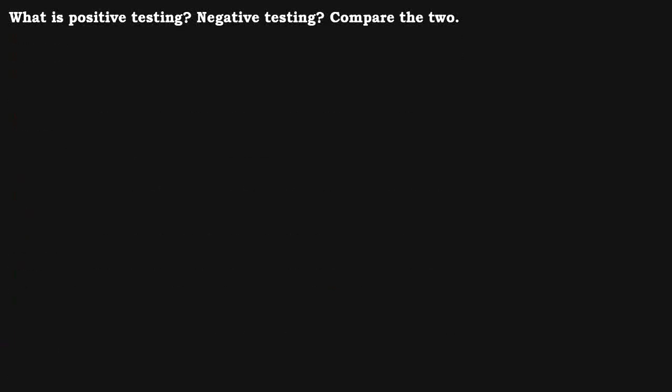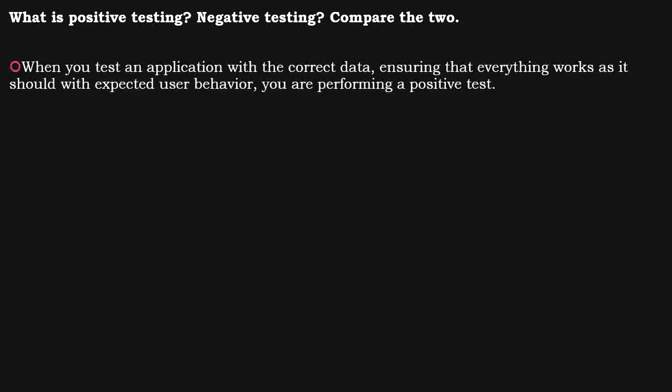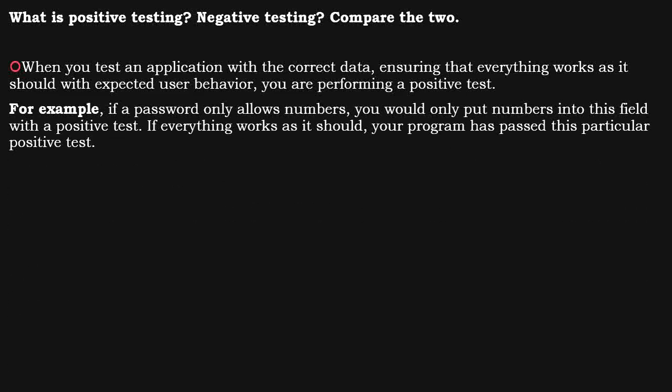And the next question is, what is positive testing and what is negative testing? Compare the two. When you test an application with correct data, ensuring that everything works as it should with the expected user behavior, you are performing the positive test. For example, if a password only allows numbers, you would only put numbers into this field with a positive test. If everything works as it should, your program has passed this particular positive test.